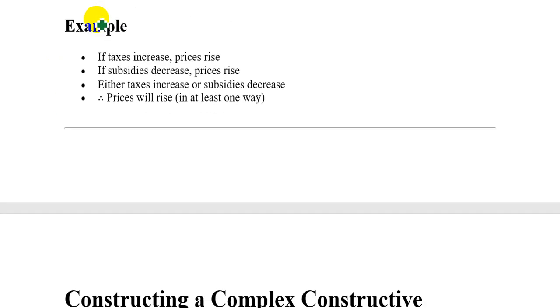Another example: if taxes increase, prices rise. If subsidies decrease, prices rise. So here this is a simple constructive dilemma. Either taxes increase or subsidies decrease. In both conditions, the price will rise in at least one way.